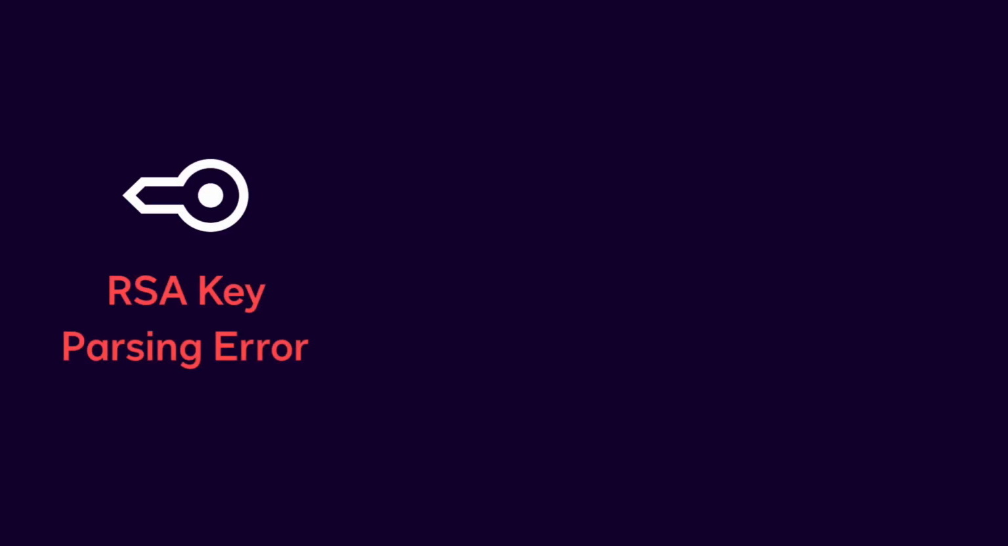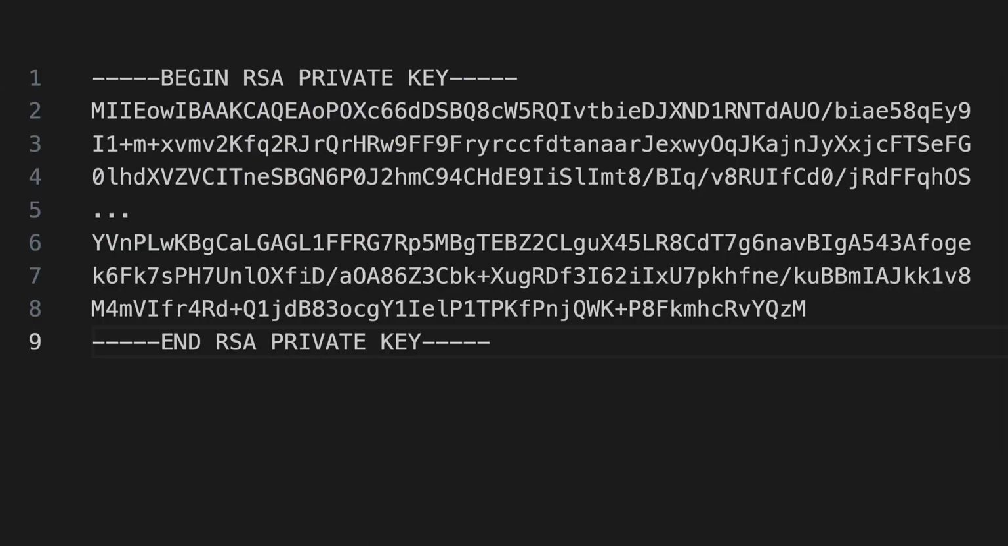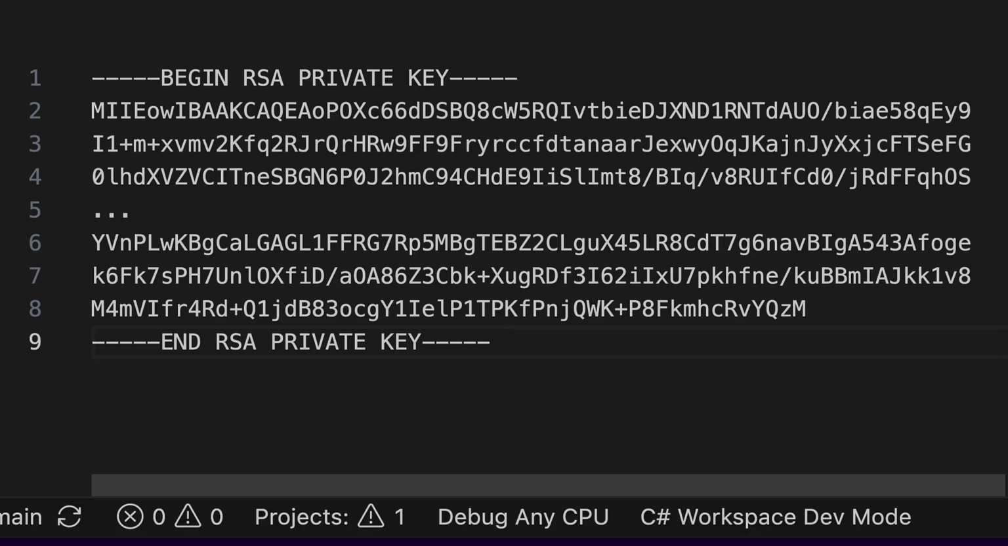If you're receiving a private key parsing error, there may be an issue with your private key format. Verify that your private key is in PKCS #1 format, which starts with the text Begin RSA Private Key and ends with End RSA Private Key. If necessary, regenerate the key and re-upload to Splunk using internal RSA provisioning guidance.